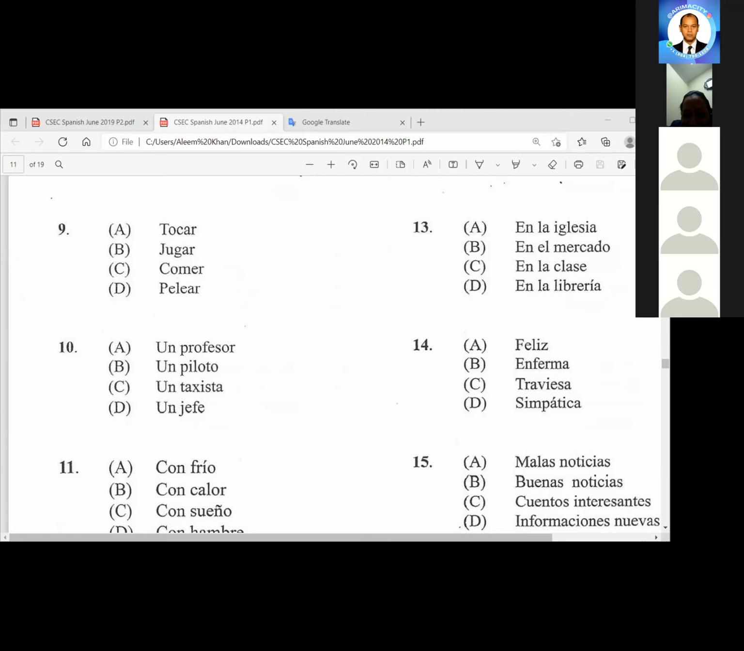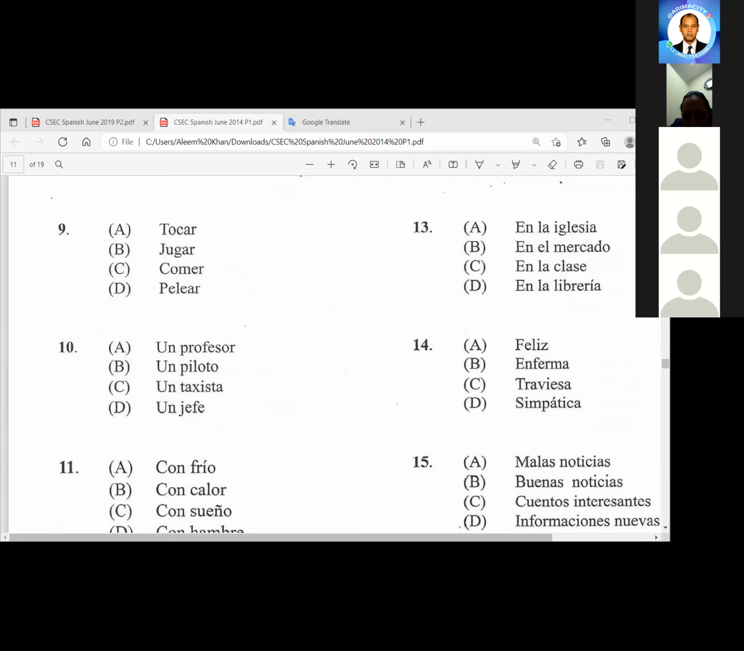La familia está en misa. Okay, so the family is in the church. Very good, yes. That answer would be A. A, very good. Okay, so up next is, who hasn't gone yet?